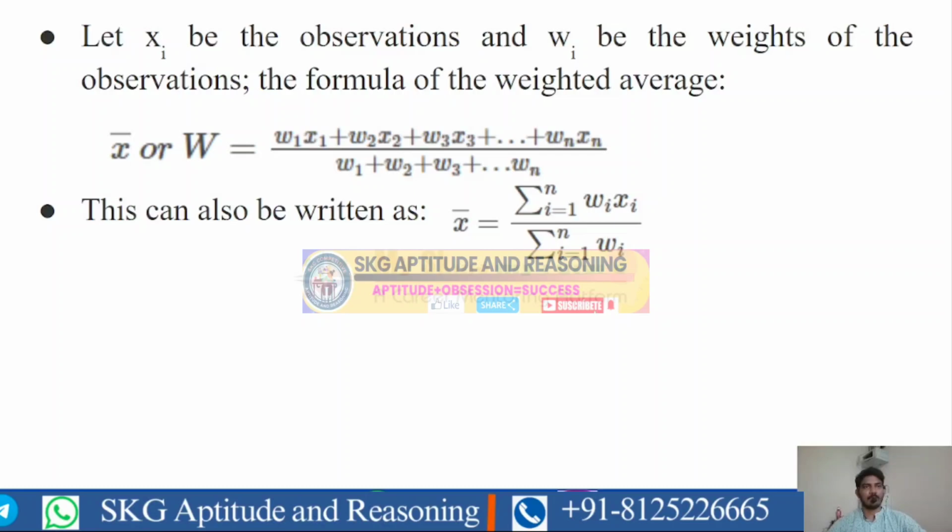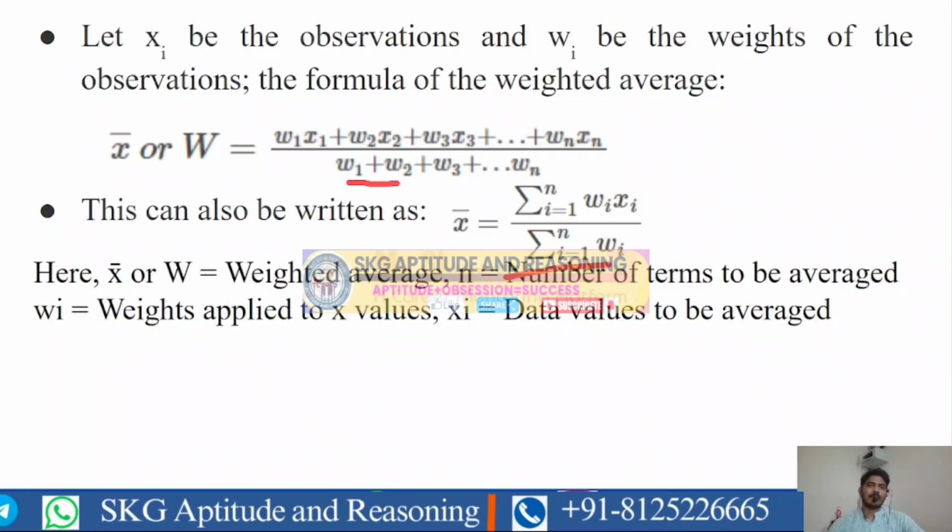w1 x1 plus w2 x2 plus w3 x3 and so on up to wn xn, divided by w1 plus w2 plus w3 and so on up to wn. The numerator part we call the sum of observations, and the denominator part we call the total number of observations. This whole equation can be summarized like this: x bar w is equal to the summation from i equals 1 to n of wi xi divided by the summation from i equals 1 to n of wi.